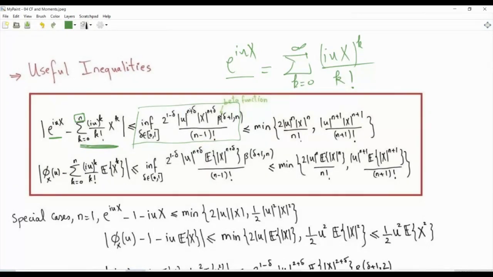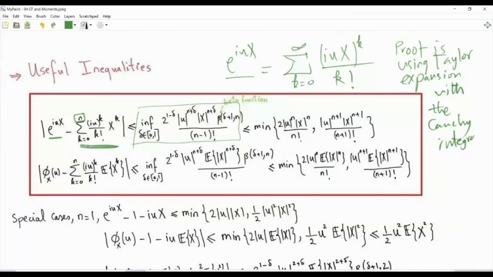replaced by the infimum. The proof, if you are interested, uses the Taylor expansion with the Cauchy integral term, but we are not interested in the derivation. You get something like this, and you can take delta equal to 0 or delta equal to 1. These are two special cases: this one corresponds to delta equals 0, and this term corresponds to delta equals 1.